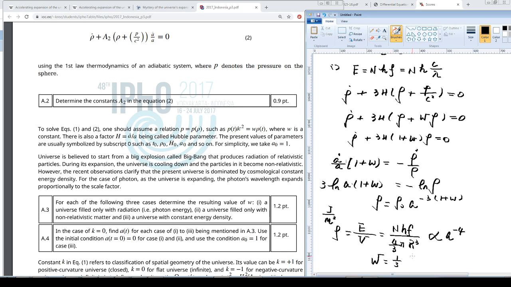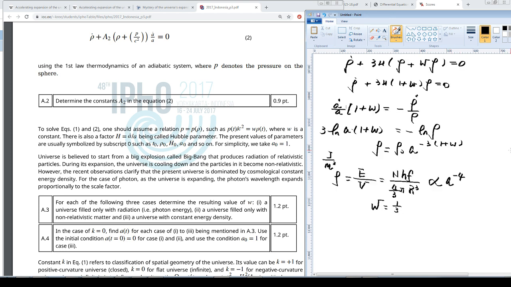Can you explain how you got that it's proportional to a to the negative 4? So you get the r cubed contributes 3 of those, and the last one is from the wavelengths. Yeah, so that's where that information is used. Volume contributes r to the 3, and wavelength contributes r.